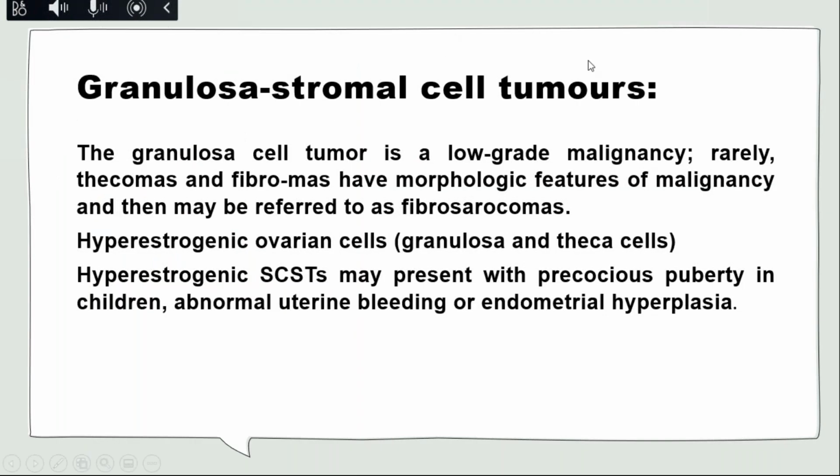So first of all, come to the granulosa stromal cell tumors. The granulosa cell tumor is a low-grade malignancy tumor, and rarely the thecoma and fibromas have the morphologic feature of malignancy. And a hyperestrogenic state is also there, because the granulosa and theca cells secrete estrogen, and when there is a rise of the granulosa and theca cells, they may give rise to the hyperestrogenic state. It may present like precocious puberty and abnormal uterine bleeding or endometrial hyperplasia as well.